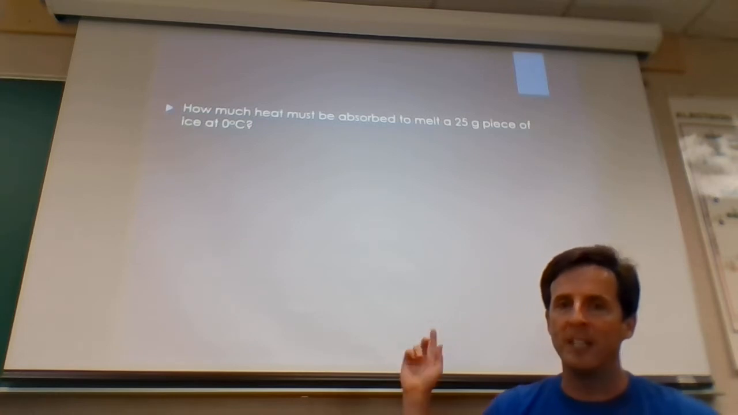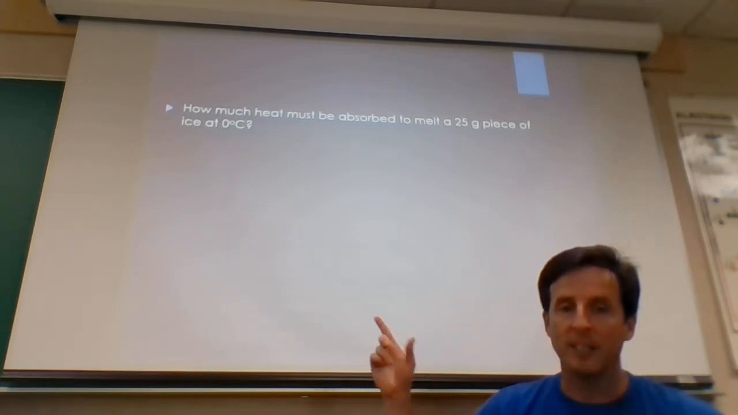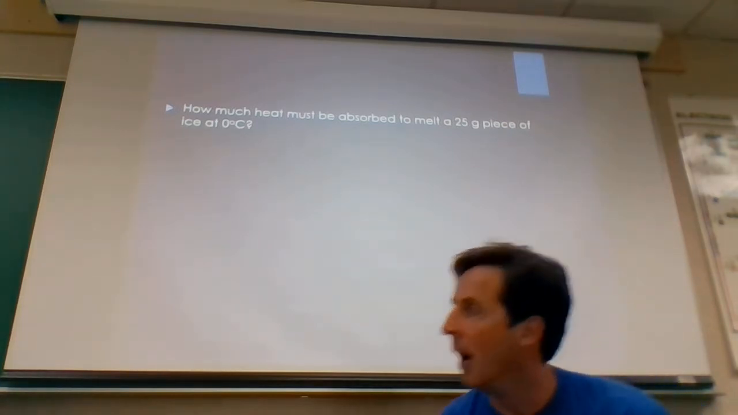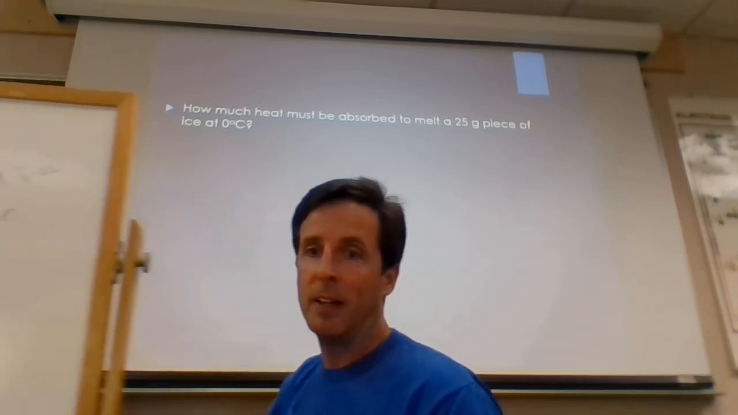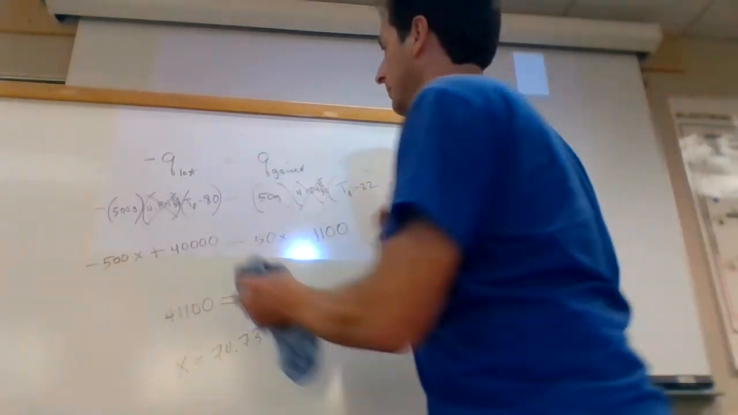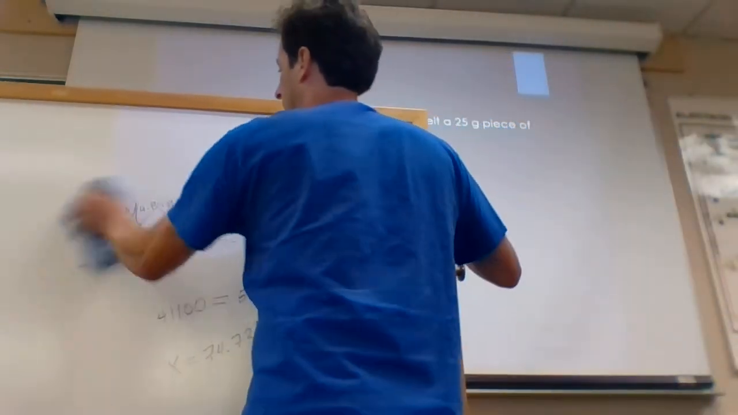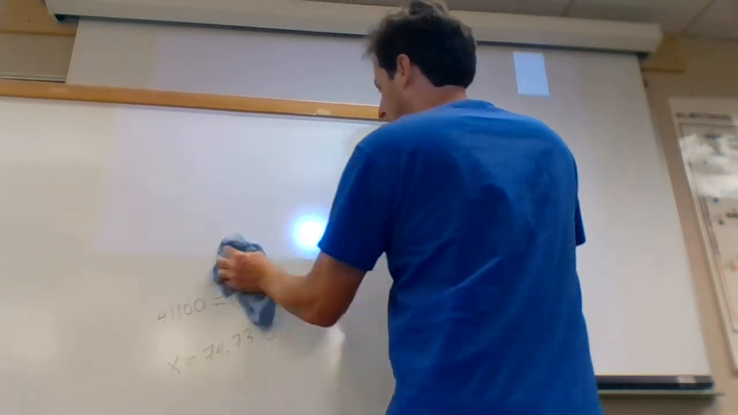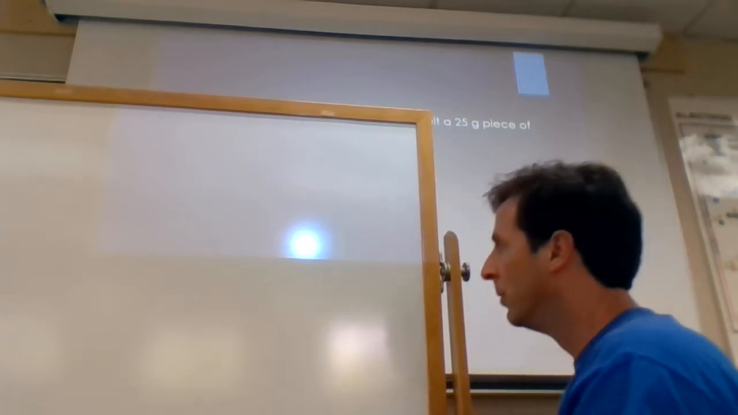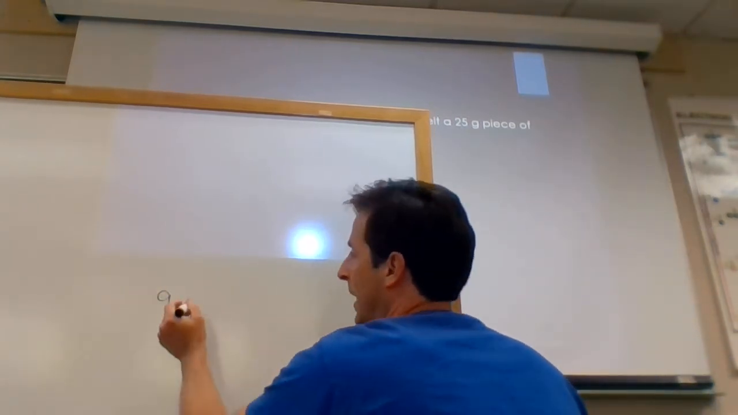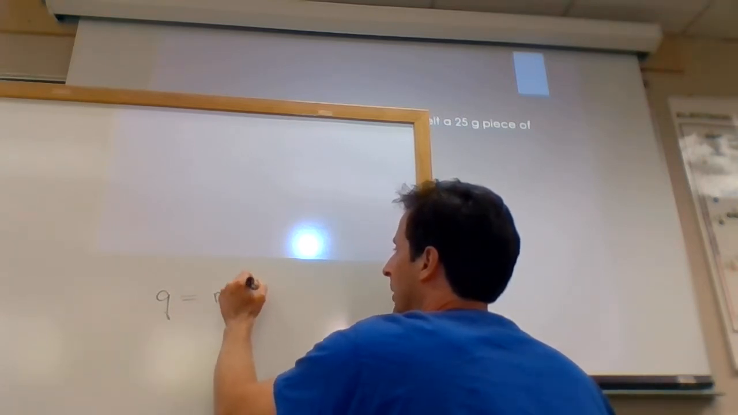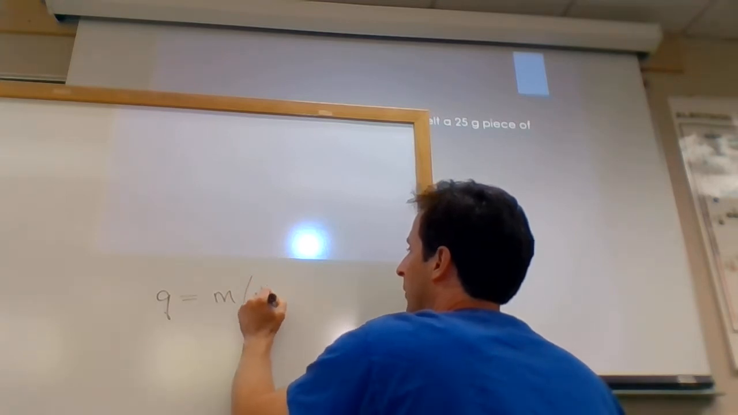So when we're doing a phase change, like melting ice, there's going to be a different kind of calculation that we have to do. Okay, we're still going to calculate the amount of heat, so we're still calculating Q, but we're going to do it differently. And basically what we're going to do, Q for a phase change is going to equal M times delta H of the phase change.